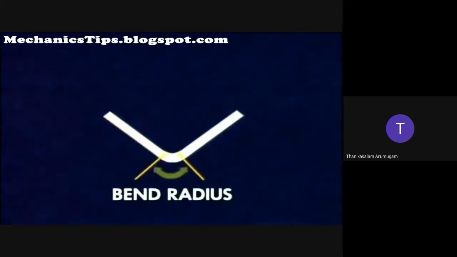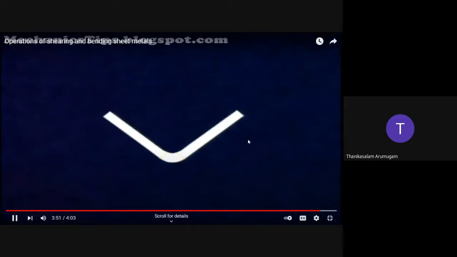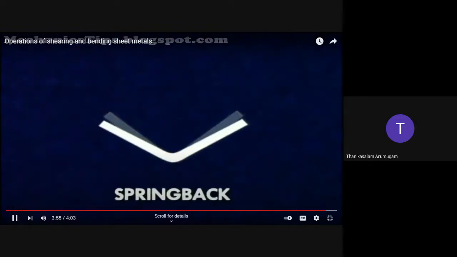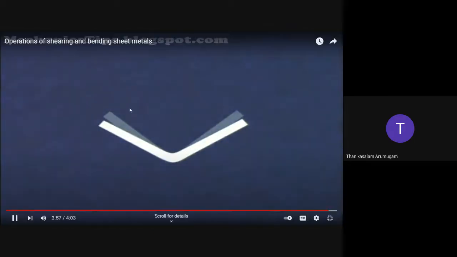The bend radius is a tangent line where the flat, straight section of the part stops and the radius of the bend begins. Spring back is the tendency of the material to return to its original form. Spring back typically ranges from 2 to 4 degrees.